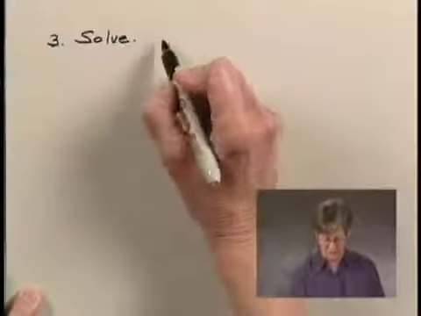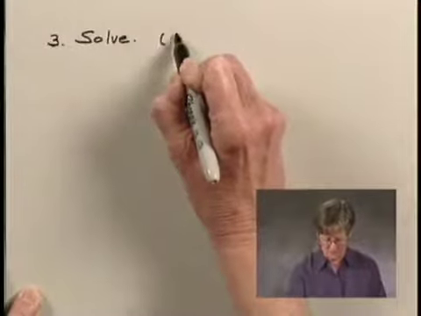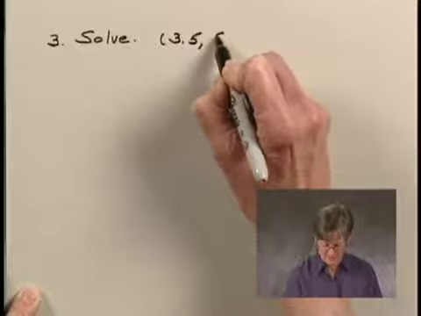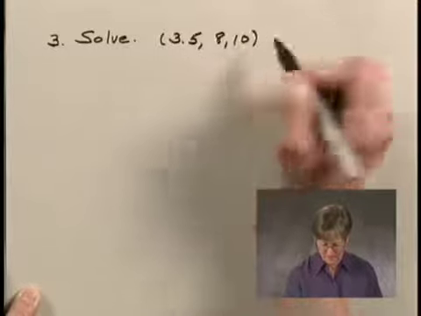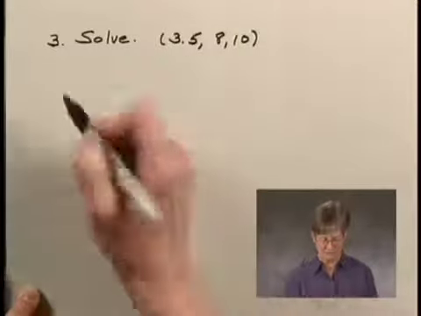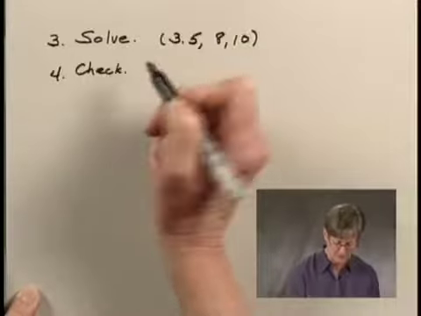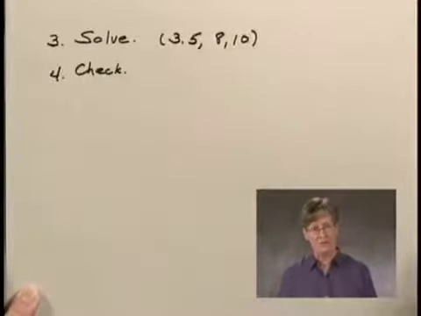Now the next thing that we would do would be to solve this system of equations, and I'm not going to take you through the whole solution, but when we do solve it, the solution that we get is the ordered triple 3.5, 8, and 10, and we need to check this possible solution in the original problem. It's the 4th step in our process. There are 3 things we need to check.